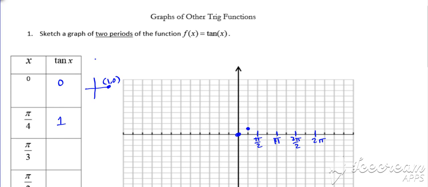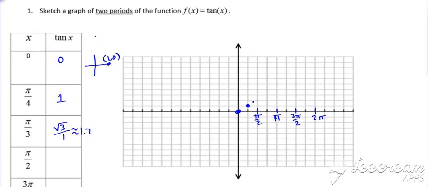At pi over 3, which is approximately 60 in degrees, this is a little bit ways over from 45. The opposite is root 3, and the adjacent is 1. So our tangent would be root 3, and that's approximately 1.7. So that is just a little bit higher.